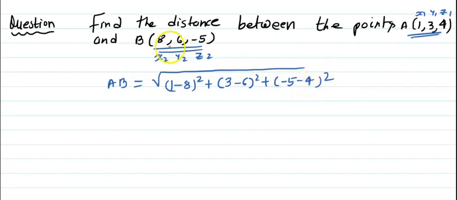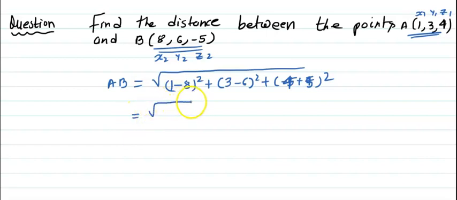Okay, so 1 minus 8 whole square, 3 minus 6 whole square, and we can write down 4. Minus minus becomes plus, so it should be 4 plus 5 whole square. Okay, so this is 4 plus 5. So x2 minus x1 whole square, y2 minus y1 whole square, and z2 minus z1 whole square. You can use either way.